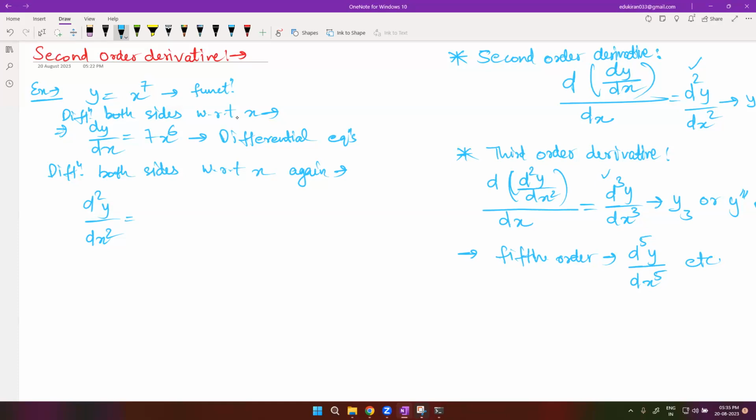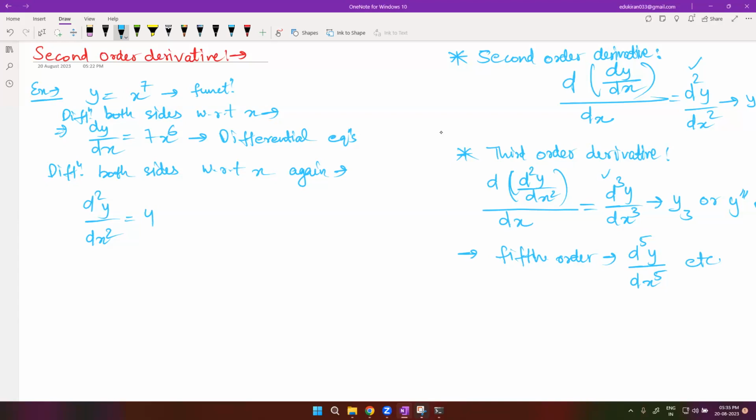So it becomes d2y by dx square. Now let's come to the right hand side. Right hand side was 7x to the power 6. You know how to differentiate this. Can somebody tell me the answer other than Chavez? Anyone other than Chavez? 7x to the power 6. You have to differentiate 7x to the power 6. Very tough differentiation. Yes, correct.